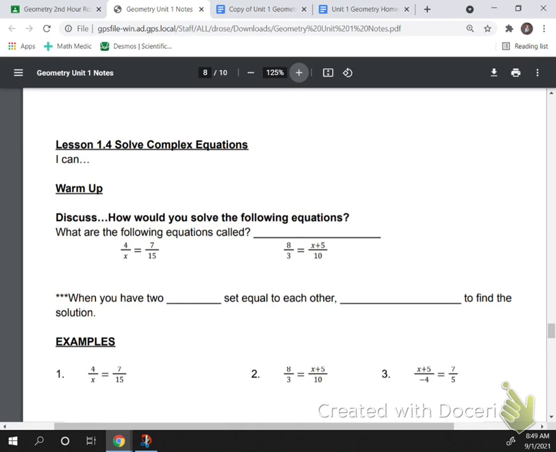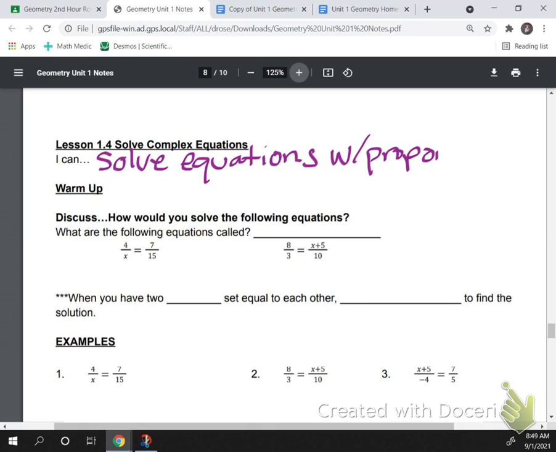So today we're going to solve complex equations. Our learning target for today is: I can solve equations with proportions and squares, or something to the power of 2. So I can solve equations with proportions and when you see a variable squared.